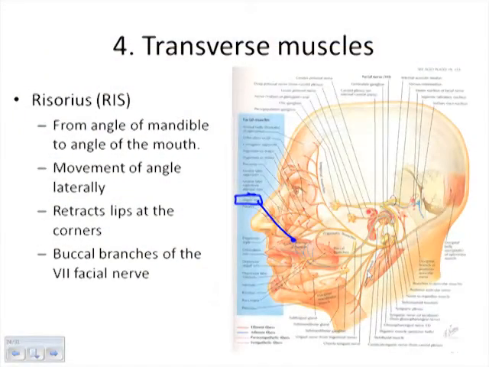The next thing we're going to talk about is the transverse muscles. The transverse muscles include the muscles that are on the side. There are two muscles, the risorius and the buccinator. The risorius is from the angle of the mandible to the angle of the mouth. If I were to mark right here, that's the risorius. The buccinator is this.